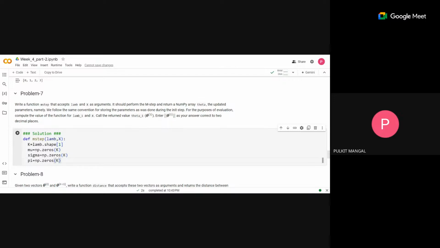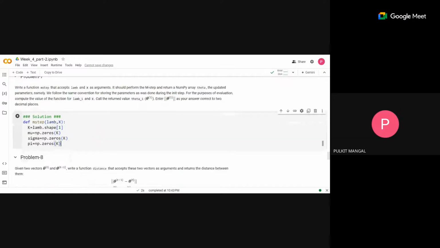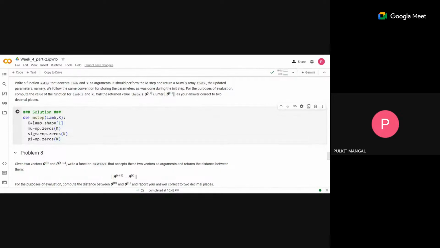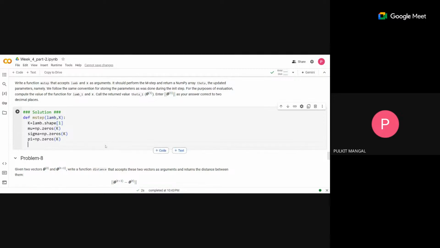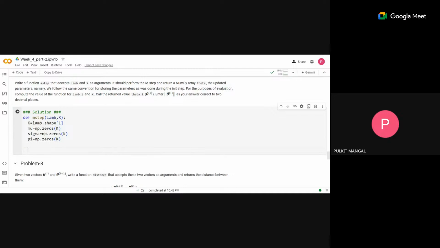So we have created the zero array for each of them. Okay, till now I hope it is clear. Okay, next step is we need to update the value of mu, sigma, and pi. So we saw this before, how you update the mean, variance, and sigma. Okay, so we will again run the loop for k in range k.